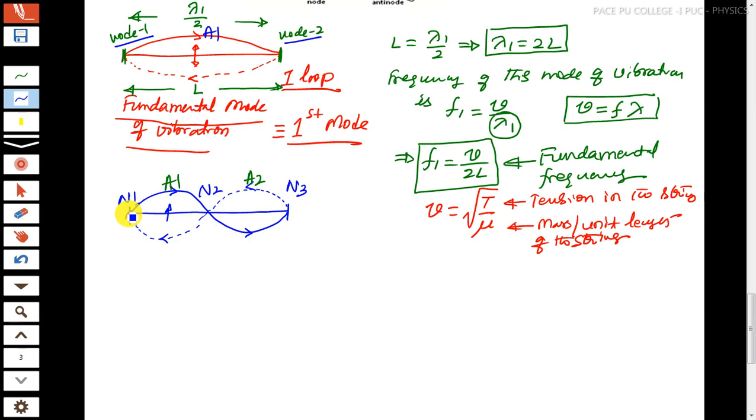Now see here, this complete length from N1 to N3 is lambda, the complete wavelength. Otherwise, I can also write it as lambda 2 by 2. So 2 times lambda 2 by 2 is equal to lambda 2. But I am keeping it as it is to do some mathematical work later. This is my second mode of vibration, and here I will see 2 loops. Second mode of vibration.